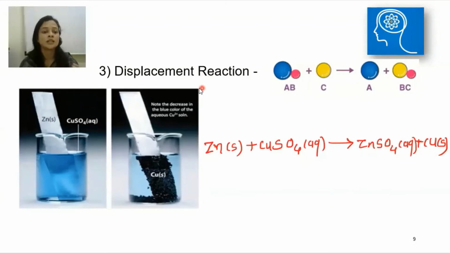So the example is in front of you. Another name of this single displacement reaction is the single replacement reaction, or we can say exchange reaction. So what happened in this reaction? An atom gets replaced by another atom present in the compound. It is the chemical reaction in which an atom gets replaced by another atom in the compound. So what happened here?